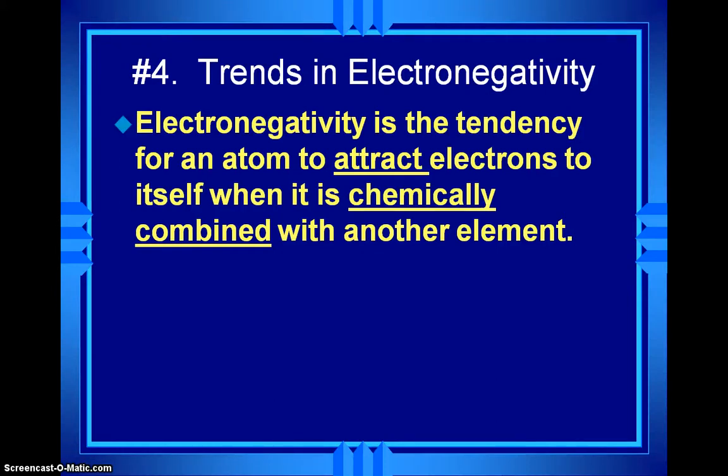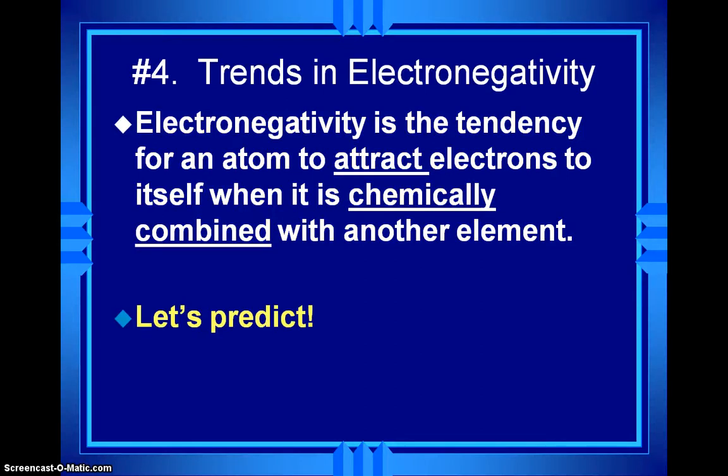Okay? And this is in particular when it is chemically combined with another element, which is a little bit different than an ion. So this is when we have two different elements that have formed into a compound, and when they're chemically combined into a compound, the electrons are sort of attracted within that compound. And electronegativity is when an atom really pulls those electrons toward itself.